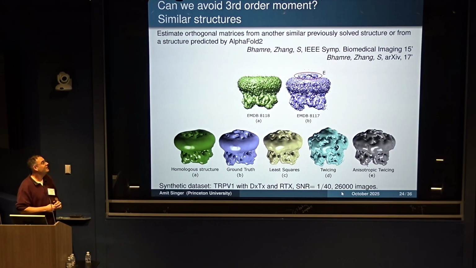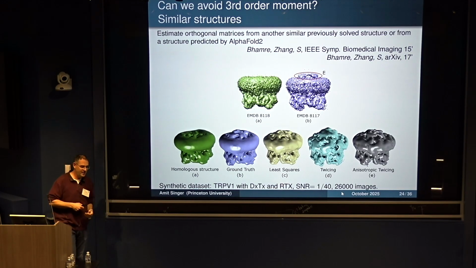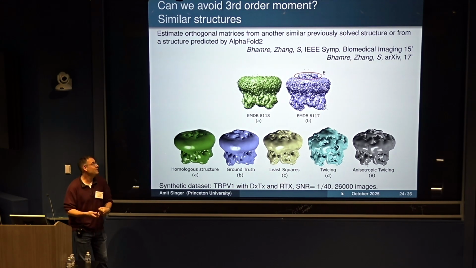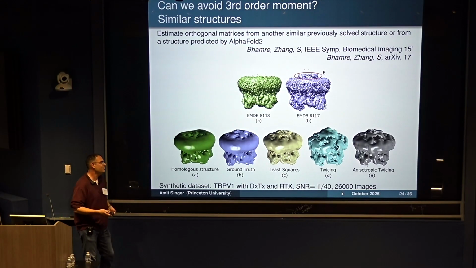Another thing that we are even continuing developing now is to leverage the amazing improvement that we have from AlphaFold and AlphaFold 2, that can actually predict a really good ab initio model. Then you can just correct it a little bit with the second order moment. You just need the second order moment; you don't need the third order moment for that.